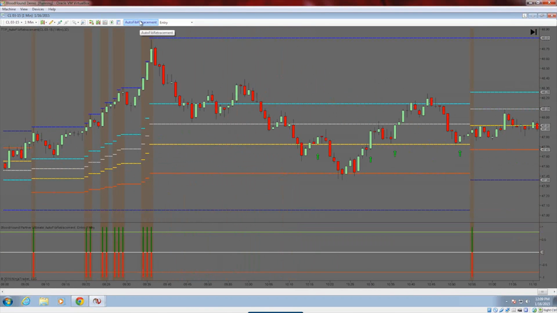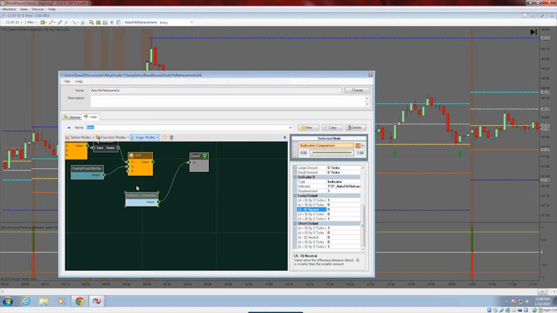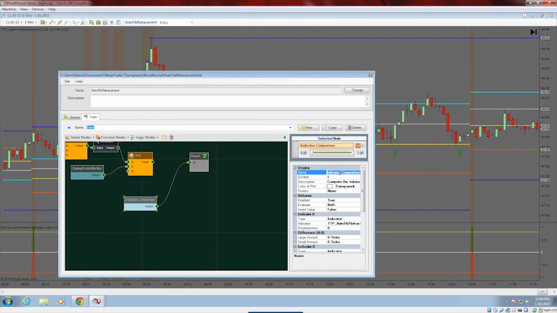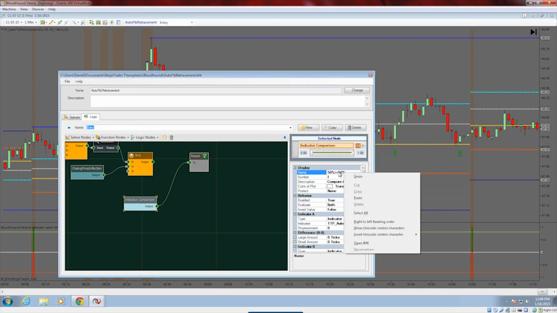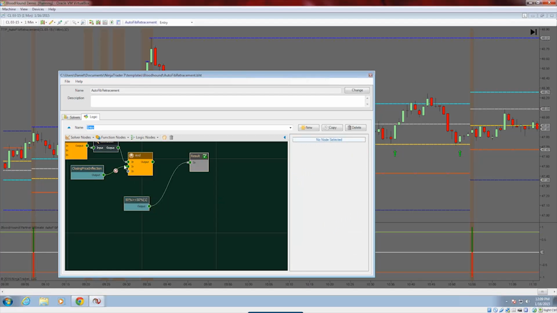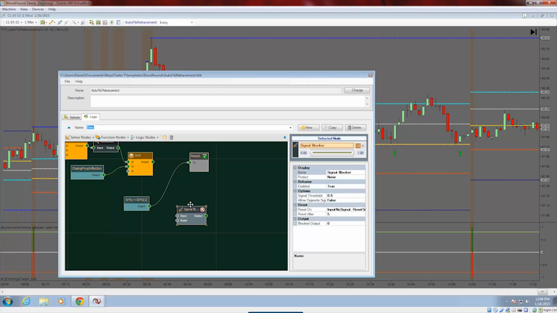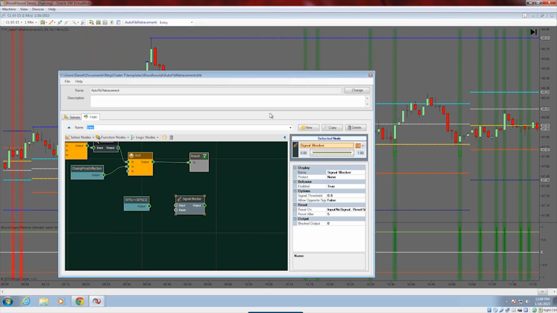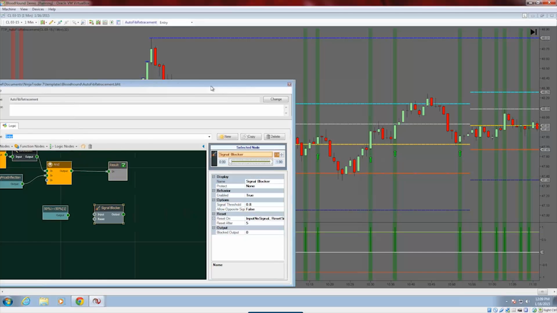Now, I'm going to use that as the reset for the signal blocker. Let me name this 50% above or below 50% of 1 bar ago. All right, now then, this is the signal blocker right here. So remember, these are the signals that we want to block. We want to block this one, this one, this one, and this one.